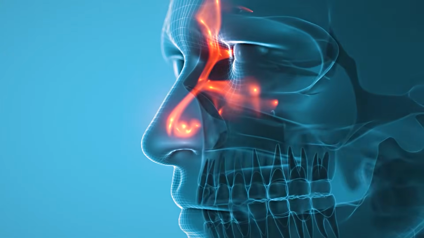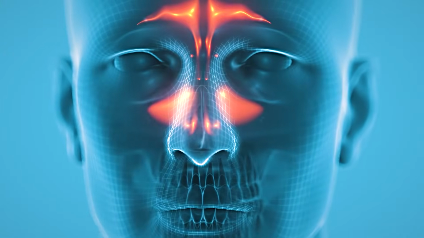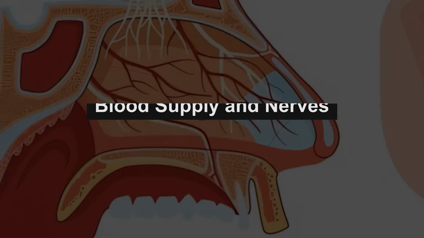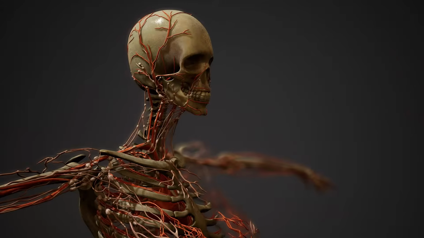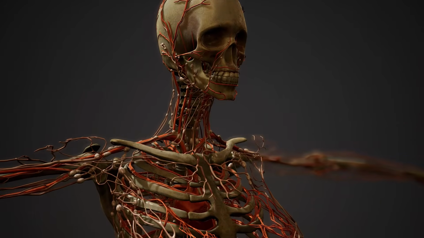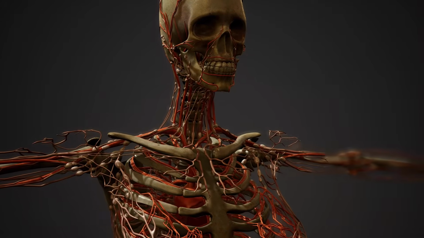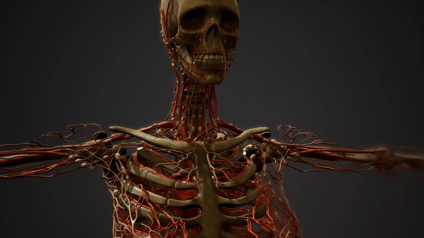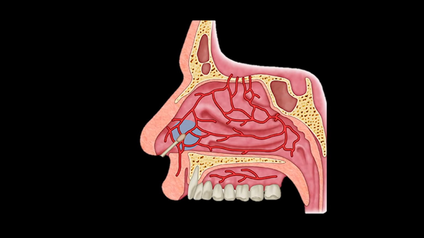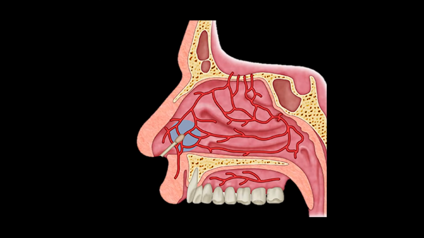Healthy sinuses are normally filled with air and allow mucus to drain easily, but blocked sinuses can lead to discomfort and infection. Blood supply and nerves. The nose has a rich blood supply which helps warm the air as it passes through. Several arteries supply blood to the nose, including the facial artery and branches of the internal and external carotid arteries. Because of this rich blood flow, the nose can bleed easily, especially in dry conditions or due to trauma.